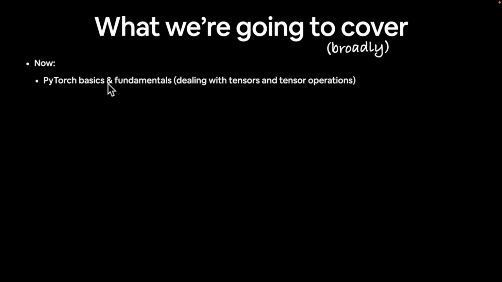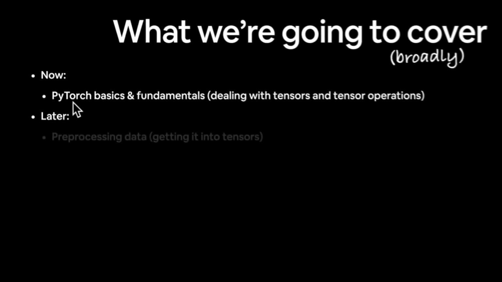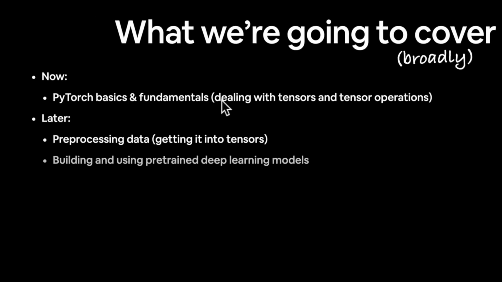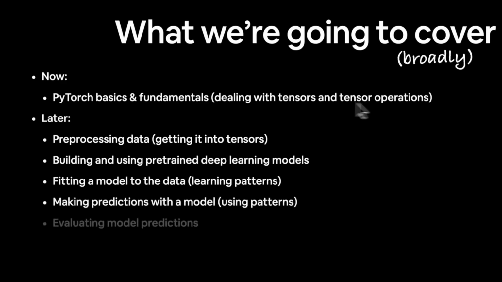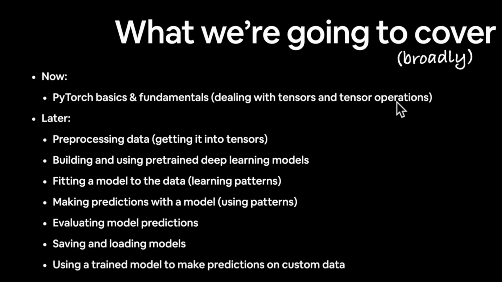Here's what we're going to cover, broadly. So now, in this module, we are going to cover the PyTorch basics and fundamentals, mainly dealing with tensors and tensor operations. Remember, a neural network is all about input tensors, performing operations on those tensors, creating output tensors. Later, we're going to be focused on pre-processing data, getting it into tensors, so turning data from raw form, images, whatever, into a numerical encoding, which is a tensor.